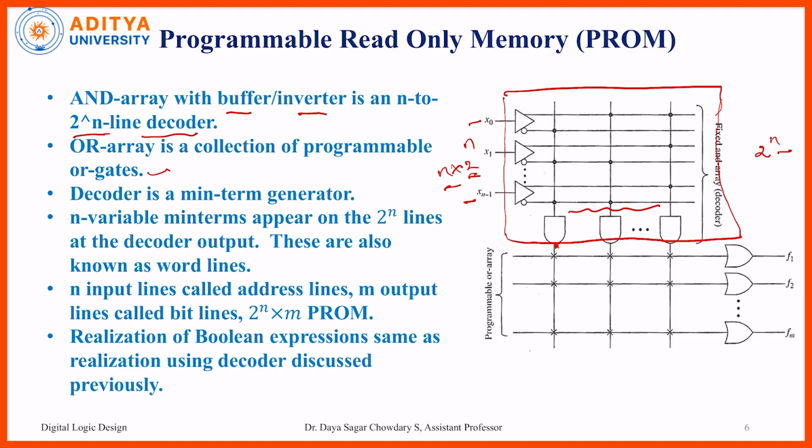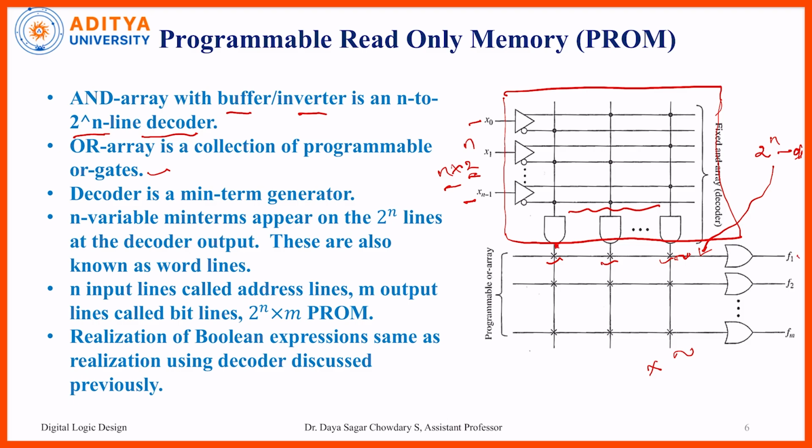Those 2 to the power of n outputs are given as the inputs to the OR gates. All the OR gates are fused, so they contain fuses. That means the inputs are fused. We can use this symbol or the cross symbol, and the cross symbol indicates the fuses. So this structure is completely constructed with fuses.